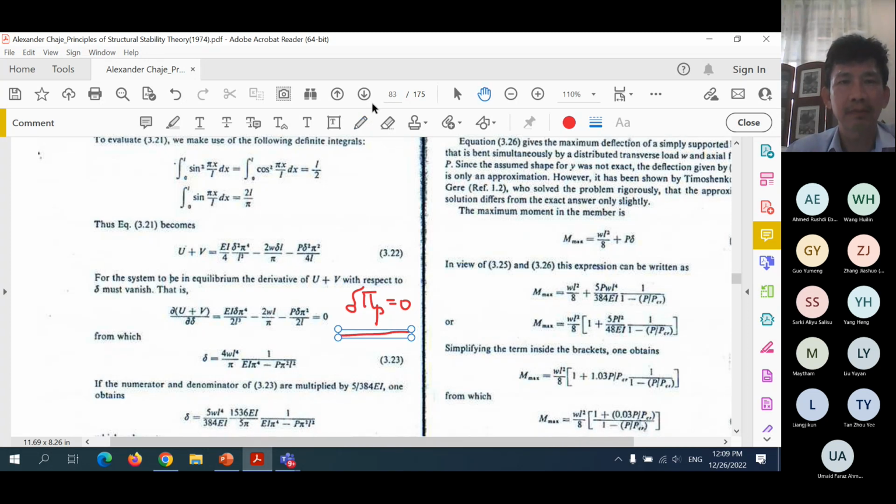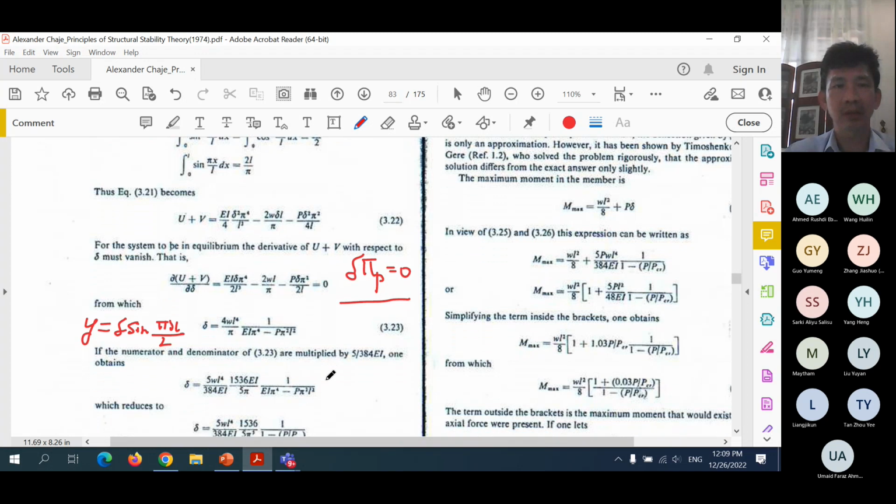Then, by solving this and making it equal to 0, we get delta equal to this. Remember our y is equal to delta sine pi x over L. So this delta is determined by using the principle of minimum potential energy in this Rayleigh-Ritz method. So we substitute delta into this equation, then we get y, the deflection curve for the beam column.